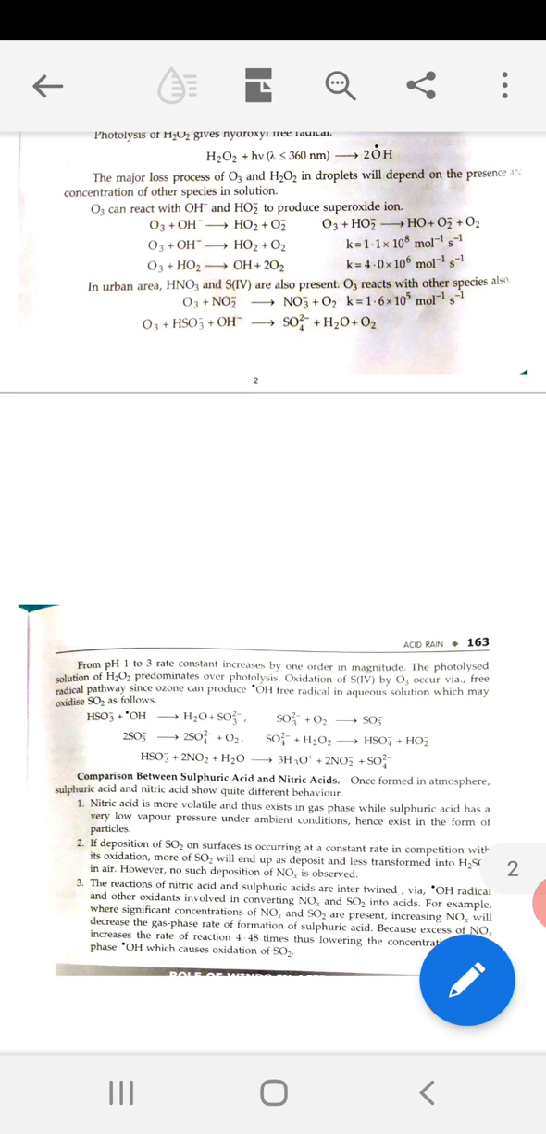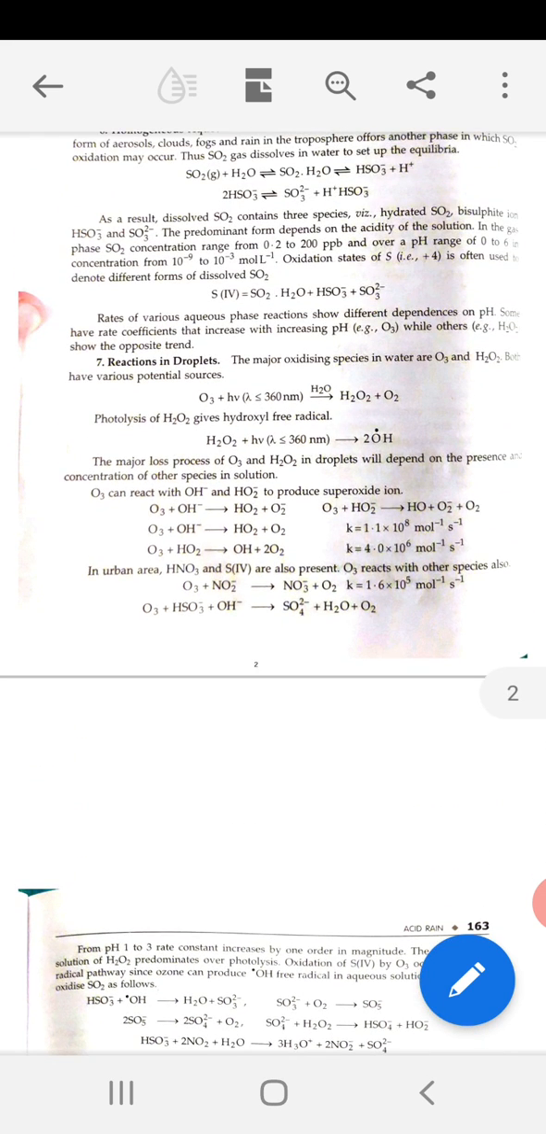The oxidation state of S, that is +4, is often used to denote different forms of dissolved sulfur dioxide. S(IV) is equal to SO2·H2O plus HSO3⁻ plus SO3²⁻. Rates of various aqueous phase reactions show different dependence on pH. Some have rate coefficients that increase with increasing pH, for example ozone, while others like H2O2 show the opposite trend.